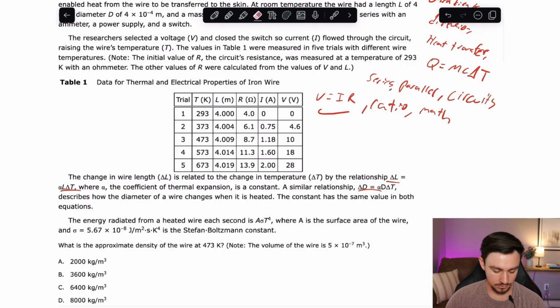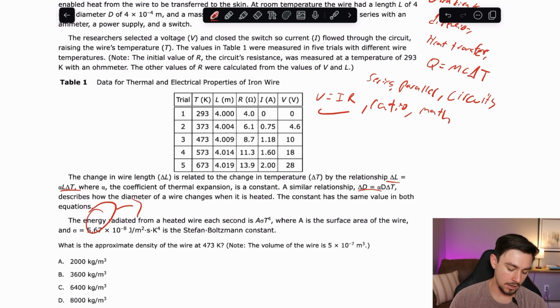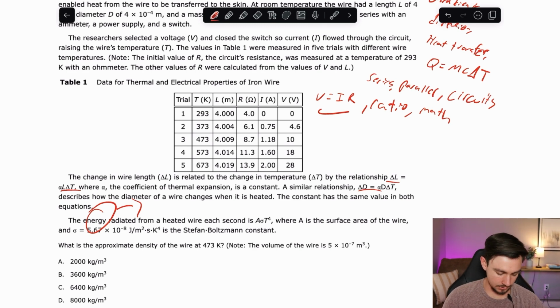Energy radiated, so now they open up a whole new can of worms with energy. That's not what I want. That's what I want. So now I'm thinking all about all the things energy. Radiated from the heat wire is alpha sigma T to the 4th, where A is the surface area of the wire, and sigma is 5.67, etc., and that's a fake word. I don't know what that means.